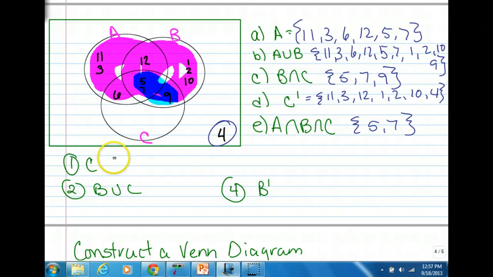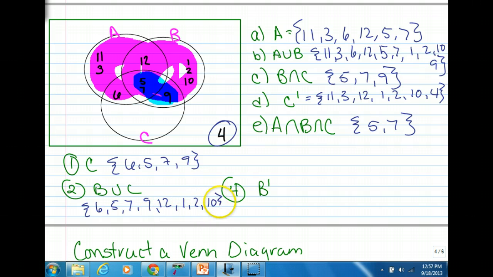Okay, C. What's in C? 6, 5, 7, and 9. How about B union C? 6, 5, 7, 9, 12, 1, 2, 10. Okay, what's not in B? 11, 3, 6, and 4. Okay?